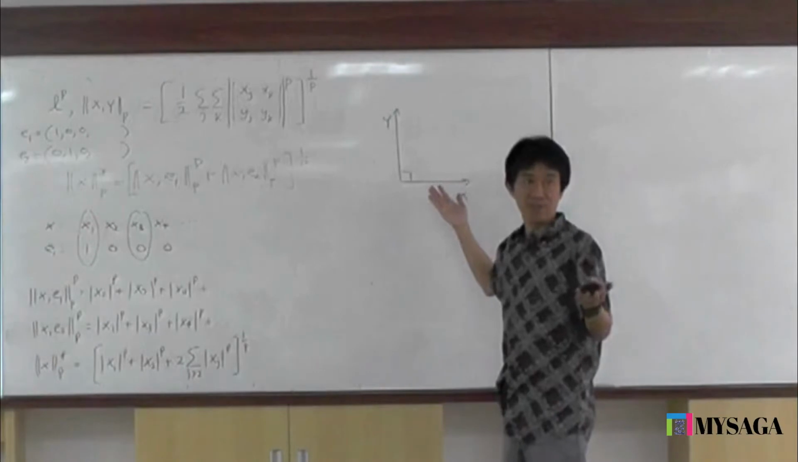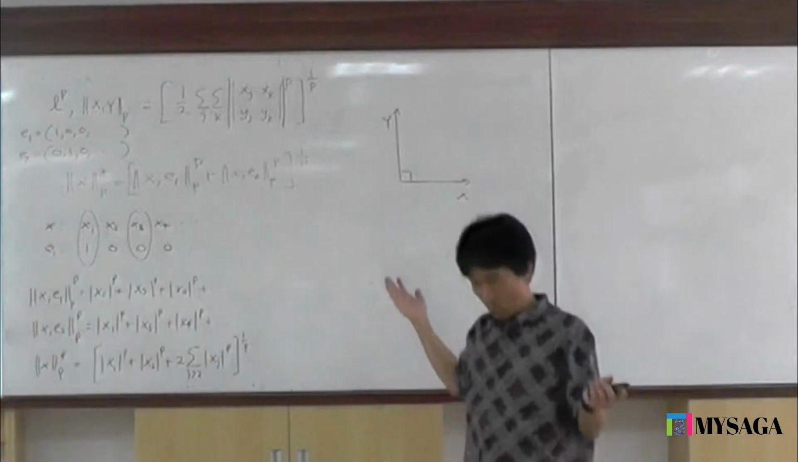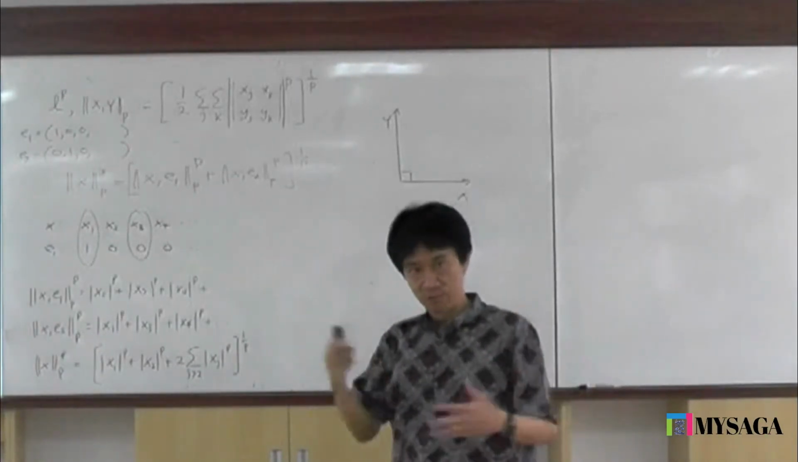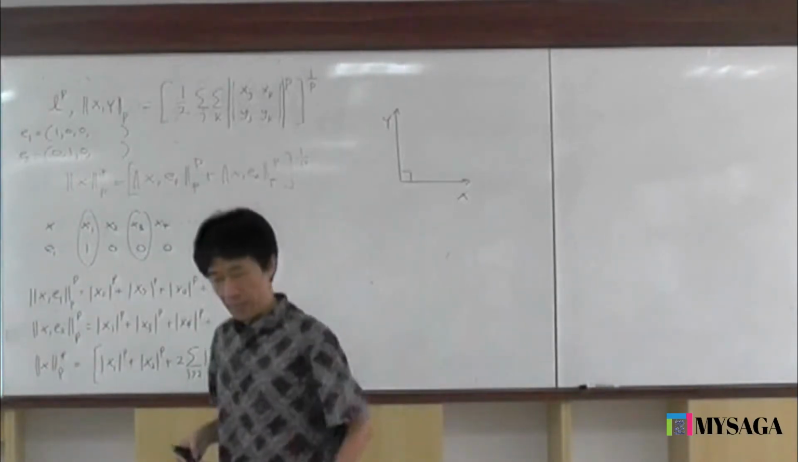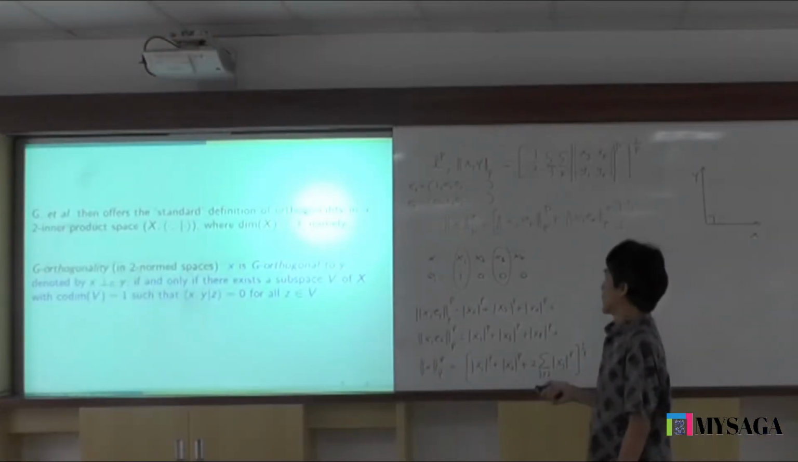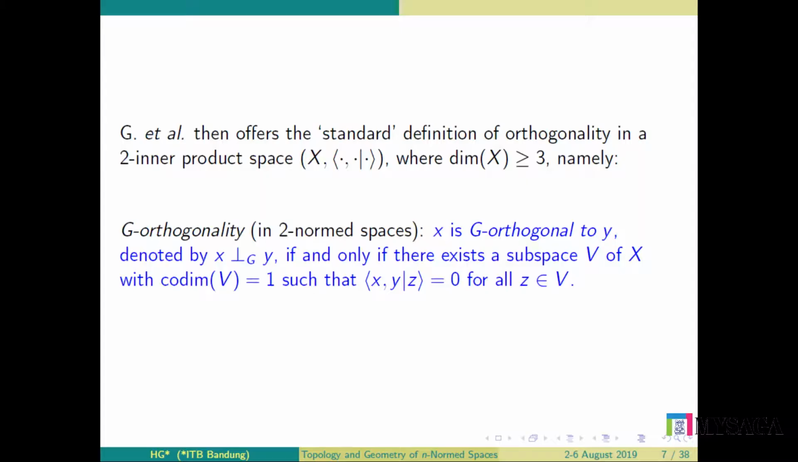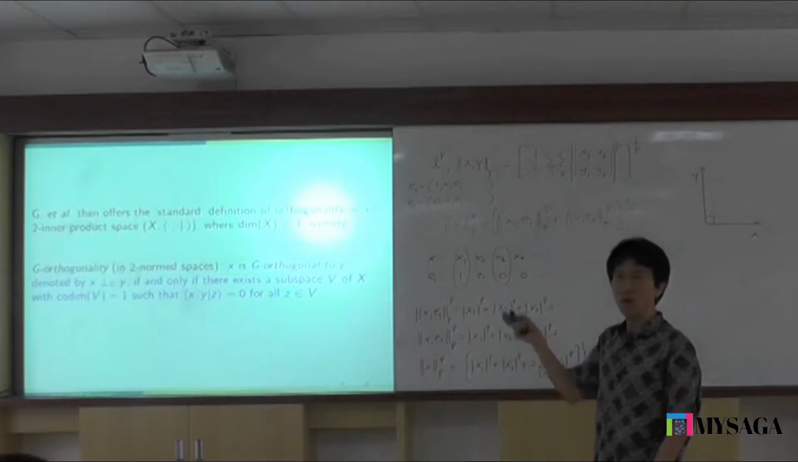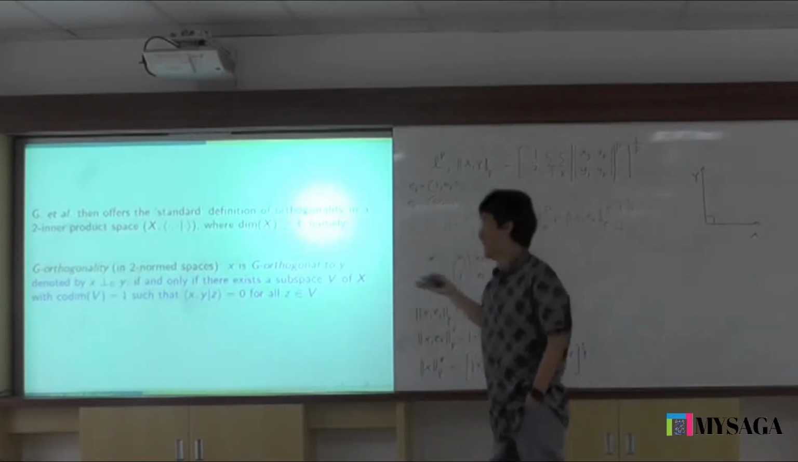And what is the angle? The angle is 0 all the time. So I have to create another, a different definition. Okay, we'll talk about that later. So we define G-orthogonality. Again, this G doesn't have anything to do with my name. They called it G before I worked on this, right?